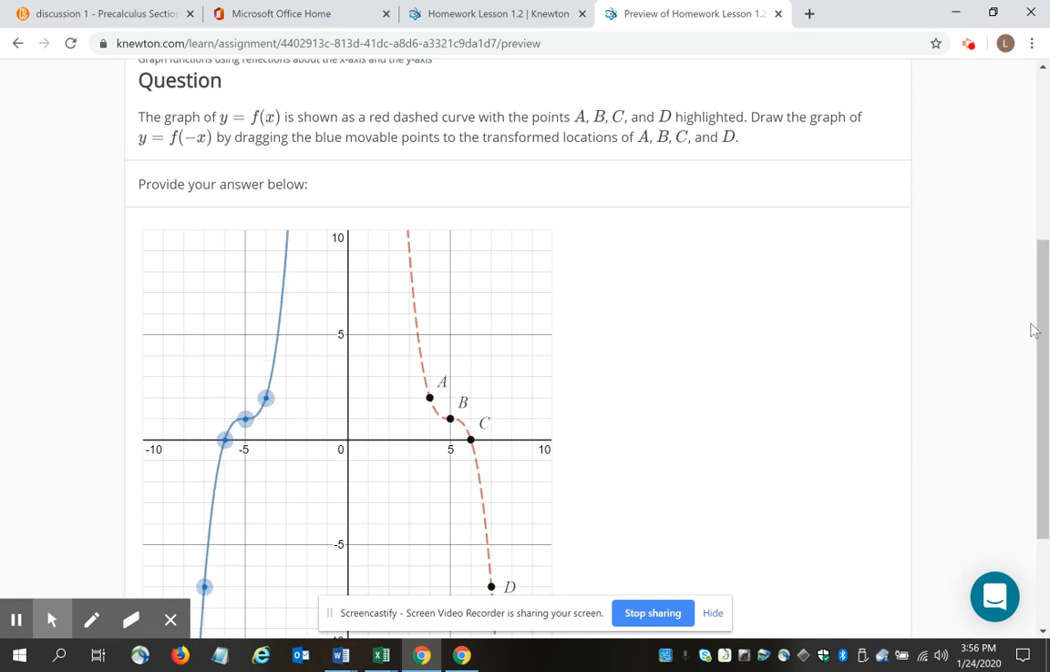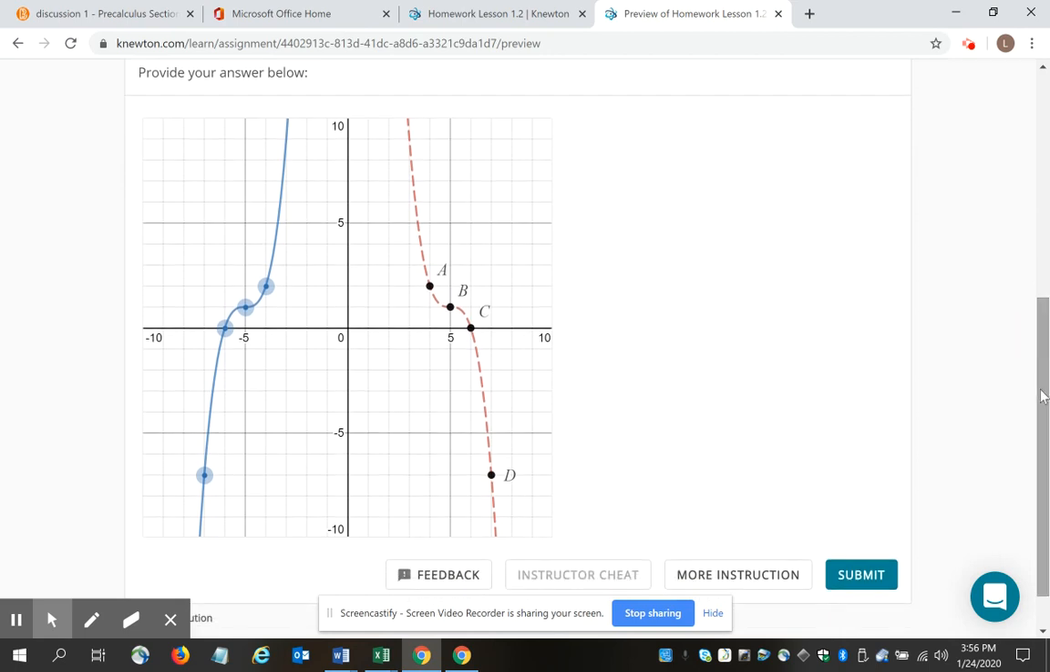Okay, so we moved all the points. And that may help you. It's nice that they've labeled them A, B, C, and D, and you can think about it. So I've got to reflect. So I'm going from the positive to the negative, positive to the negative, positive to the negative, positive to the negative. And then we submit.